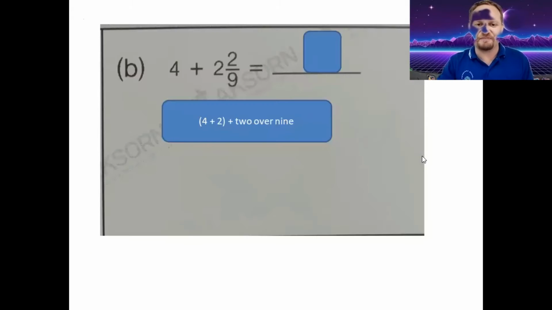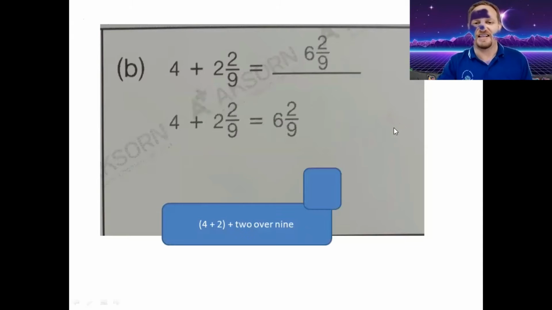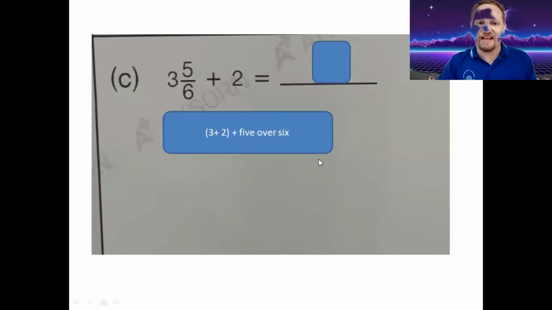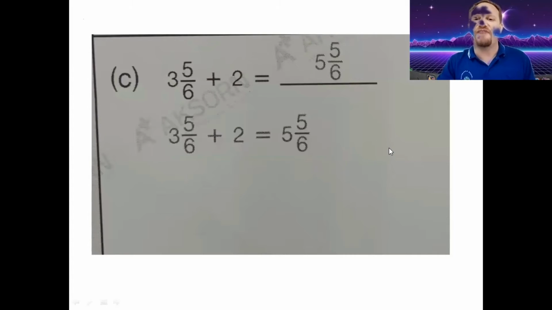Question B. Now you could just plus 4 onto 2, which would give you 6, and then add the fraction 2 over 9. The answer was 6 and 2 over 9. Question C. Same thing. We could add 3 onto 2 and then just plus the fraction. What did we get? 5 and 5 over 6.